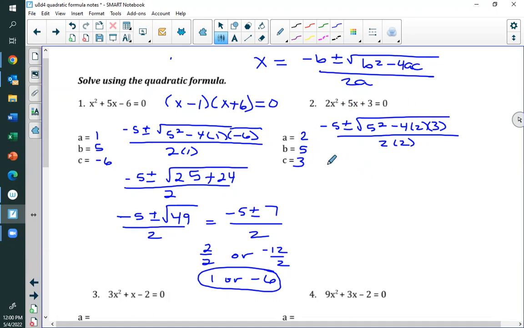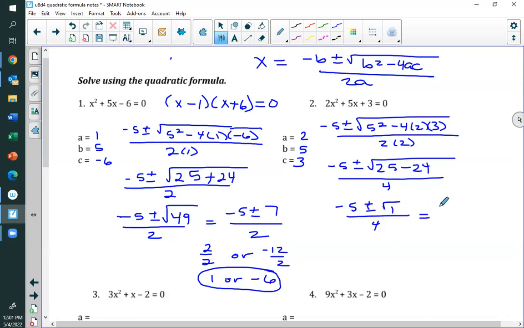And watch closely because I messed this up yesterday. It's -5 plus or minus the square root of 25 minus, 4 times 2 is 8, times 3 is 24. So 25 minus 24, that's all over 4. That's -5 plus or minus the square root of 1, all over 4. And that's the same thing as -5 plus or minus 1, all over 4.